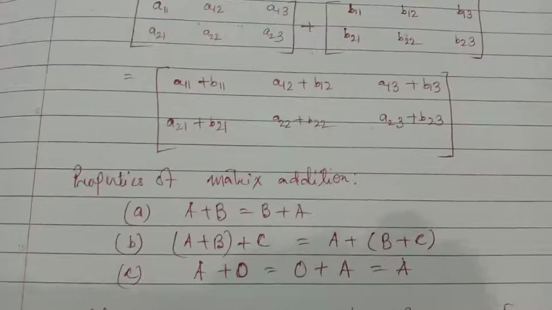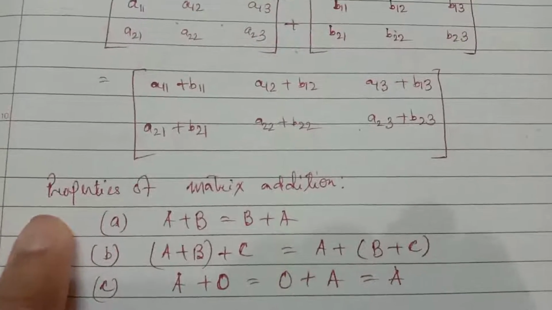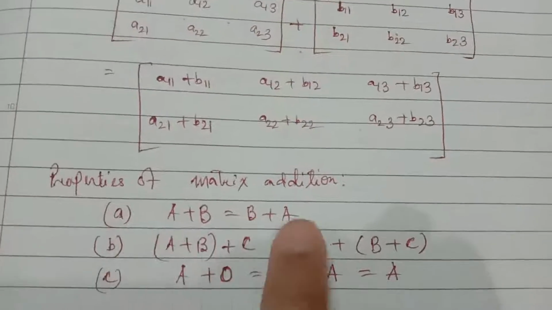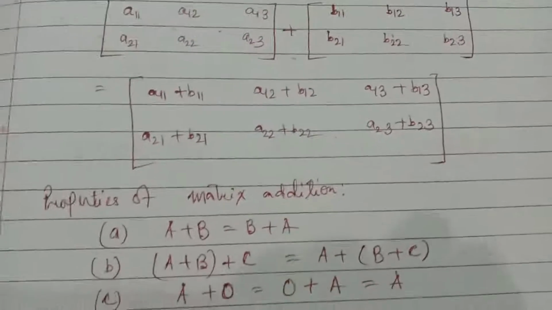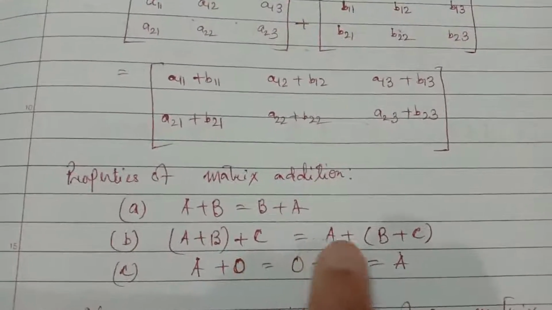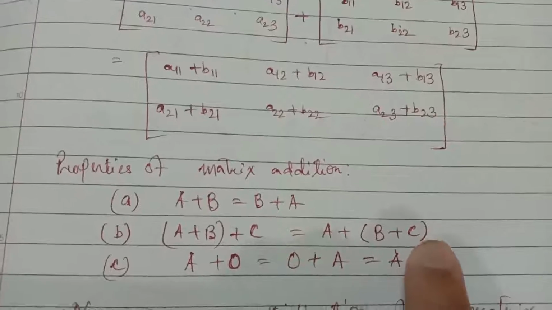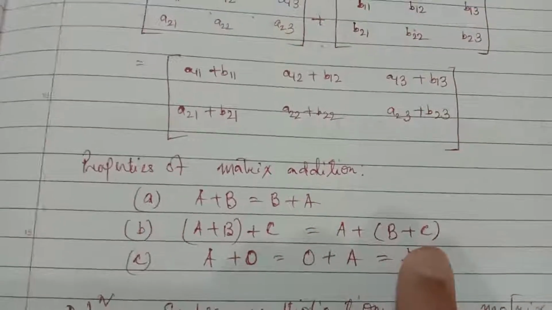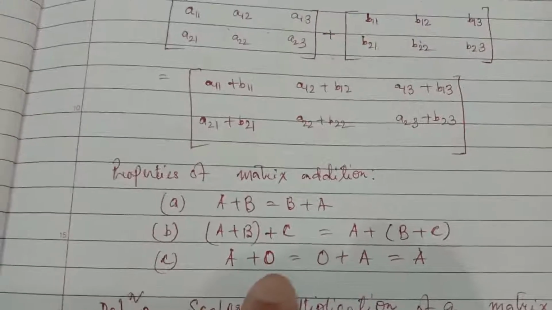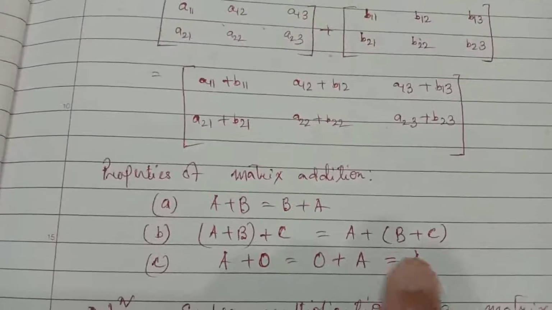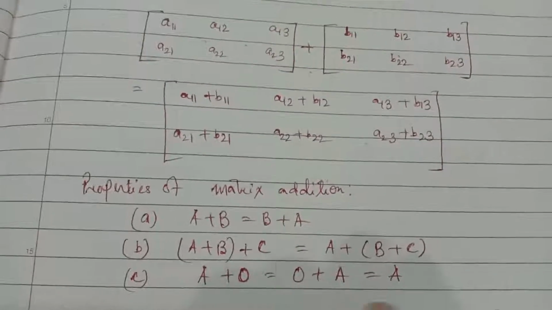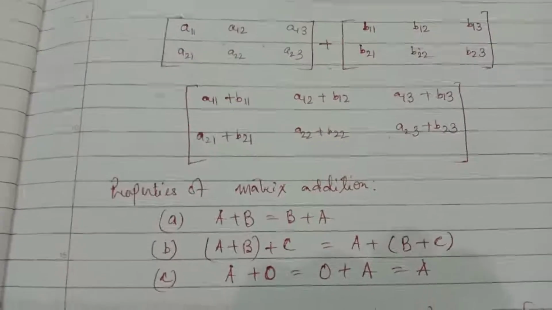Next, I have written three properties of matrix addition. For any two matrices A and B, A plus B equals B plus A, that is, matrix addition is commutative. A plus B plus C is equal to A plus B plus C, that is, matrix addition is associative. And A plus null matrix is equal to A, and null matrix plus matrix A is equal to matrix A.